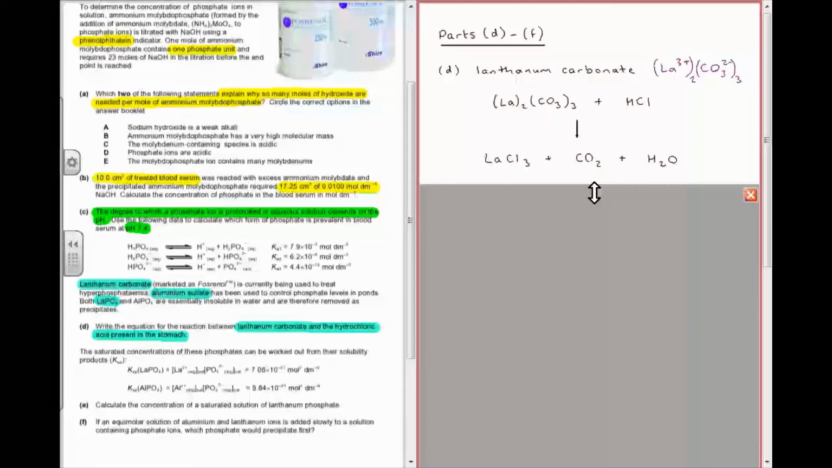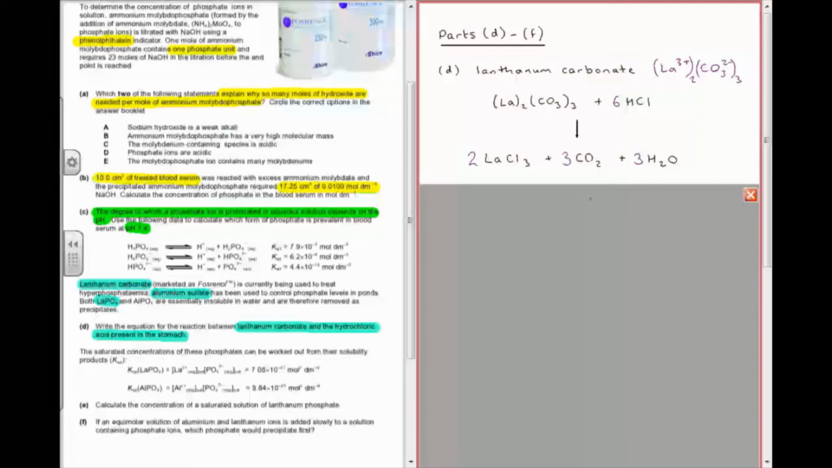So starting off by looking at the lanthanum ions, each equivalent of lanthanum carbonate contains 2 lanthanum ions, so we know that we must form 2 equivalents of lanthanum chloride. Each of these equivalents of lanthanum chloride contains 3 chloride ions, so we know that the reaction must involve 6 equivalents of hydrochloric acid. Looking at the carbonate ions, each equivalent of lanthanum carbonate contains 3 carbonate ions, so we know that we must produce 3 equivalents of carbon dioxide. And then finally, balancing the hydrogen atoms, we've got 6 hydrogen chlorides, and so we know that we must produce 3 equivalents of water.